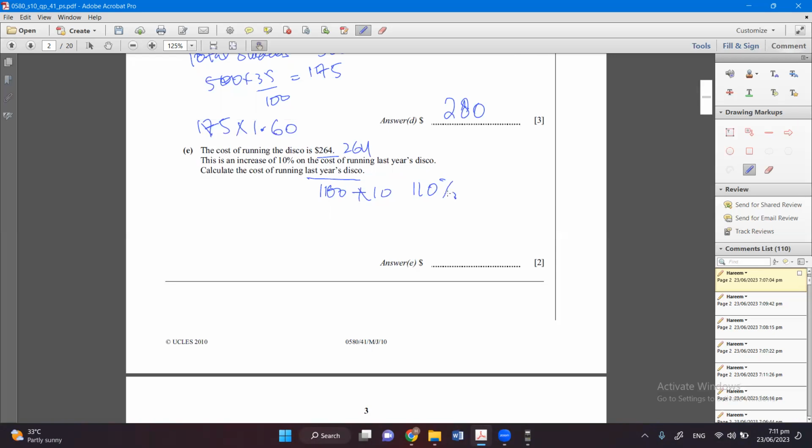It means total 110%. Now if we consider this, we can say that 110% of last year is 264. Okay, we got 264. And we can write it like this also: 110% multiplied by last year is equal to 264. It means 110% of whatever last year's price was is basically 264.